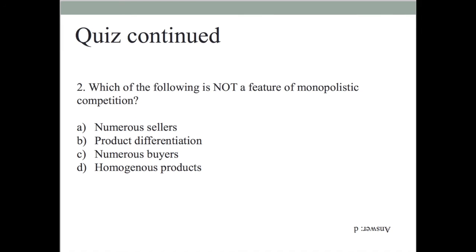The second question is, which of the following is not a feature of monopolistic competition? The answer is D, homogeneous products. In monopolistic competition, firms differentiate their products in many aspects, such as product quality, product features, and marketing. So it has different products, not homogeneous products.